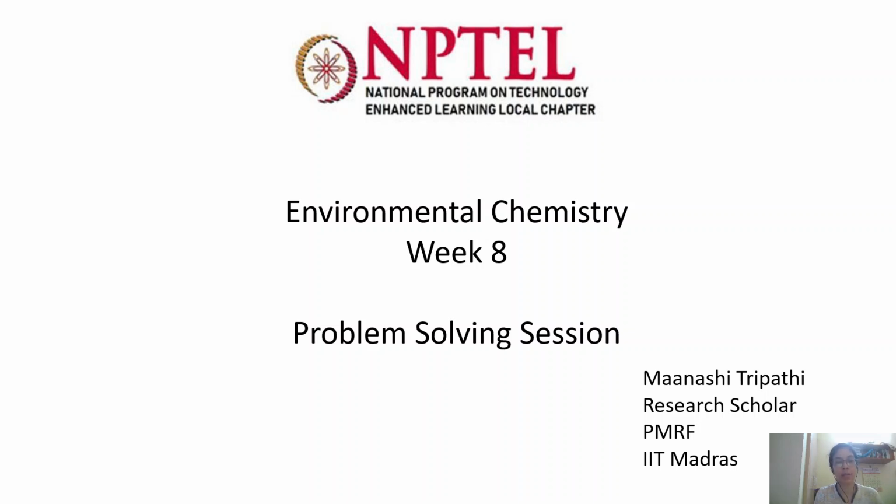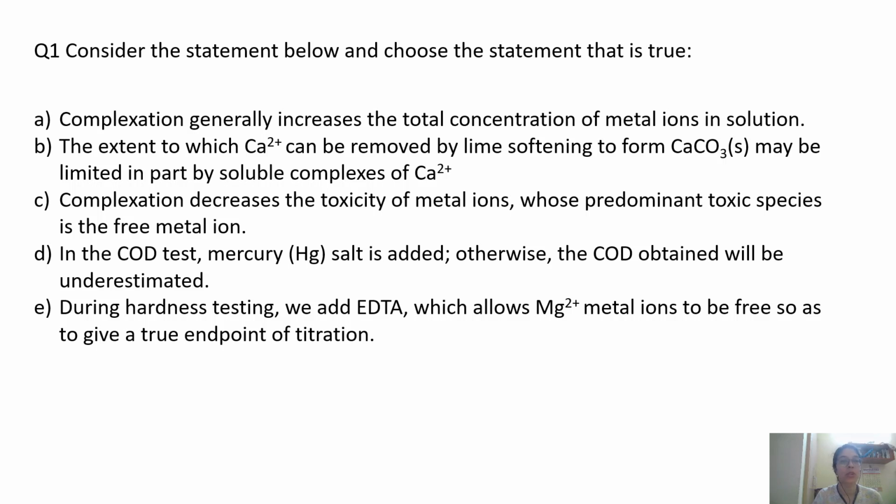I'll give you some example problems that you can use to solve the problems that are given in assignments, as well as this will help you in the examination if you have registered for that. So question number 1 is: complexation generally increases the total concentration of metal ion in the solution. We need to find the correct statement.